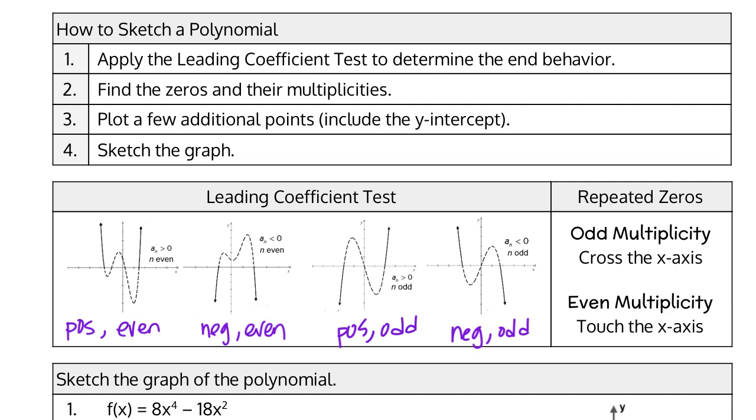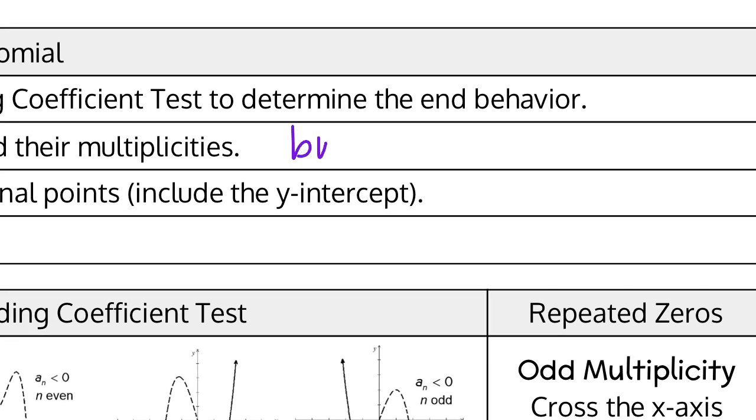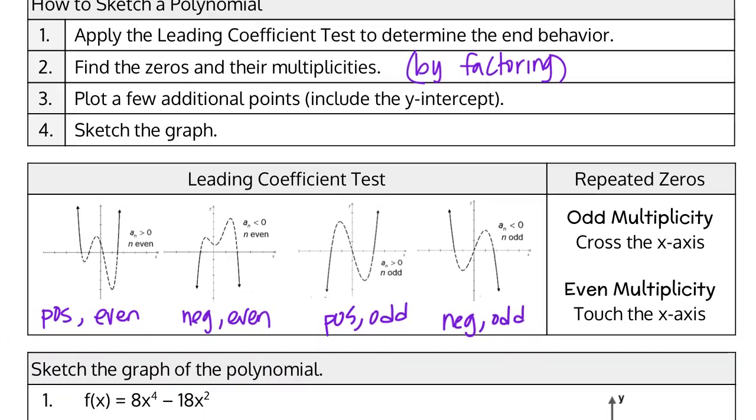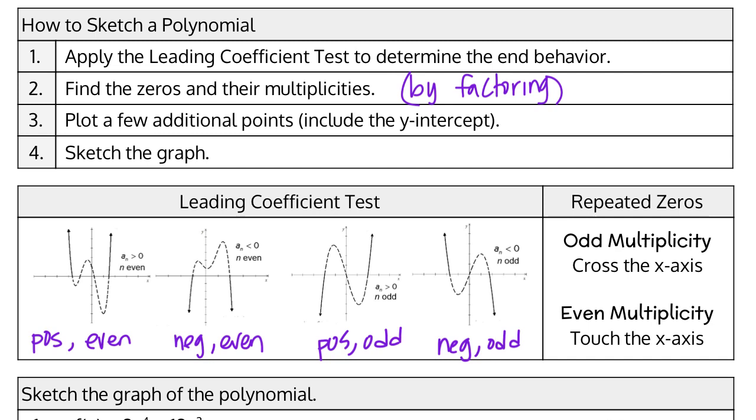Second step is to find the zeros and their multiplicities. You're going to find the zeros by factoring. And then once you have your zeros, determine their multiplicity. So how many times does a certain number show up? This is important because when you're drawing your graph, if it shows up an odd number of times, so if it only shows up once, it's going to cross the x-axis at that number. If it shows up an even number of times, so if it shows up twice or 4 times, it's only going to touch the x-axis at that number.